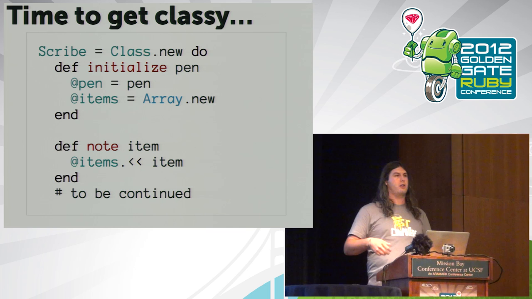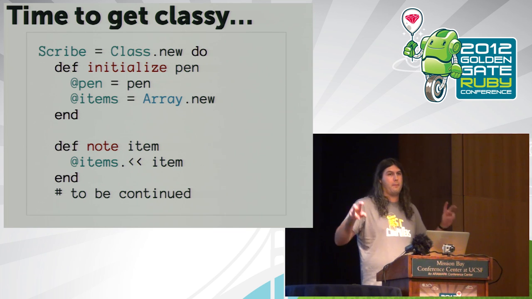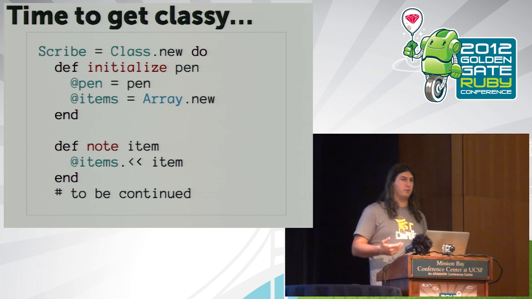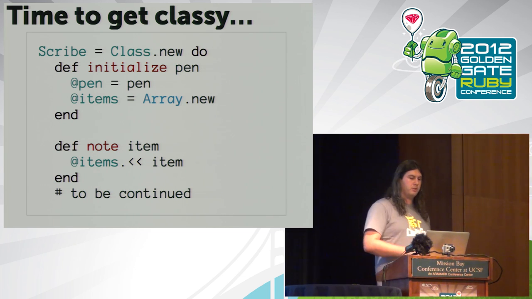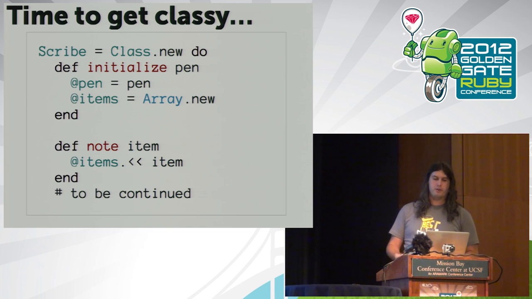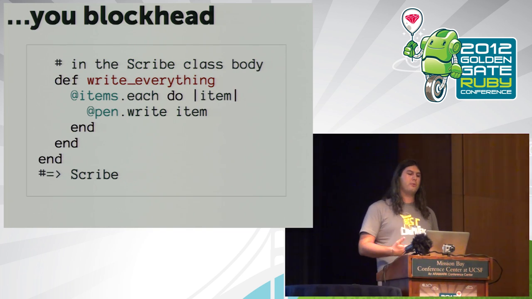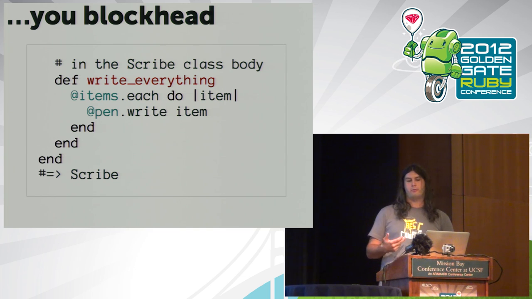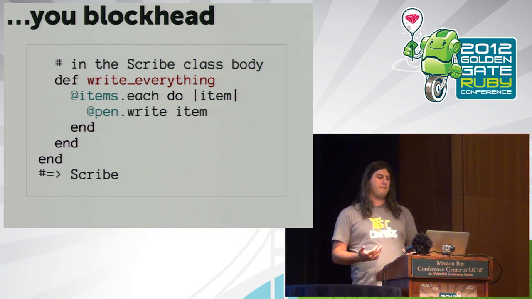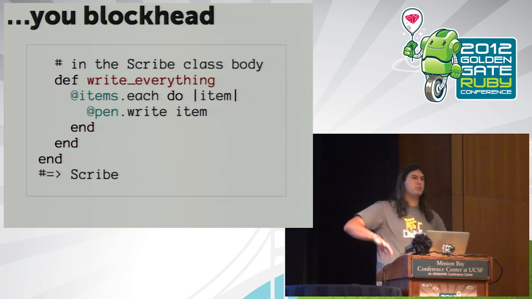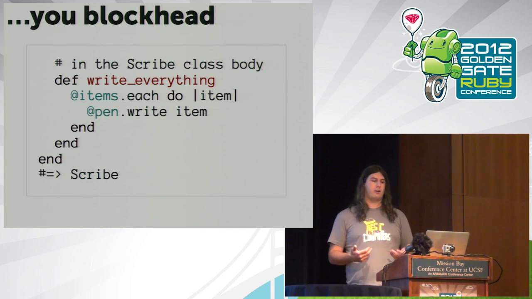Note that the dot there means that is a method, not operator syntax. We haven't talked about operator syntax yet. We're just dealing with objects and messages. So we use this shovel to put that item on the end of the array. And I don't have enough room on one slide. So now we get to actually teach our Scribe how to write everything, and we do that by sending a message. There's not a loop here, not in any way that we care about.